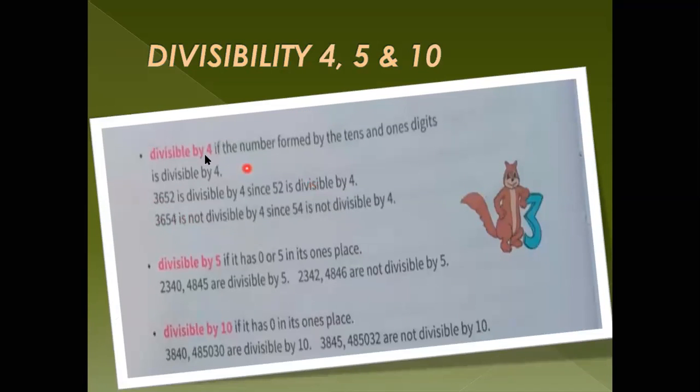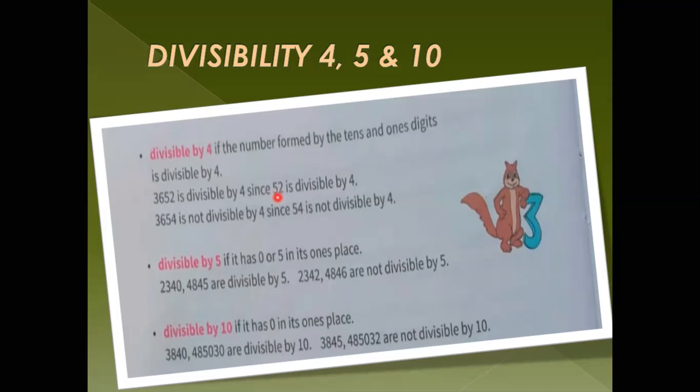Next is divisibility by 4, 5 and 10. So what are the rules? Divisible by 4: the number formed by the tens and ones digits should be divisible by 4. For example, 3652. Here, taking the ones place and tens place, you have the number 52. So this 52 should be divisible by 4. Then the given number will be divisible by 4.